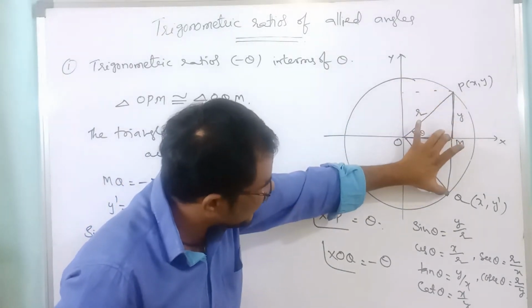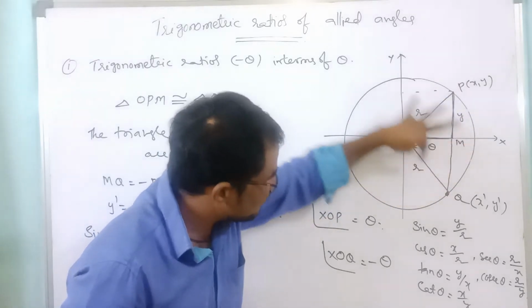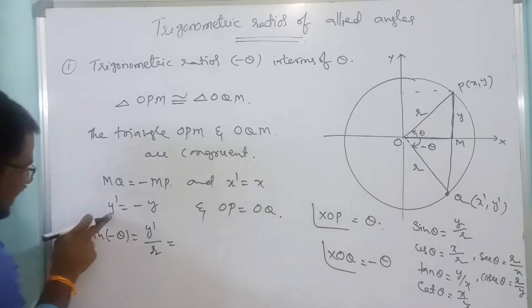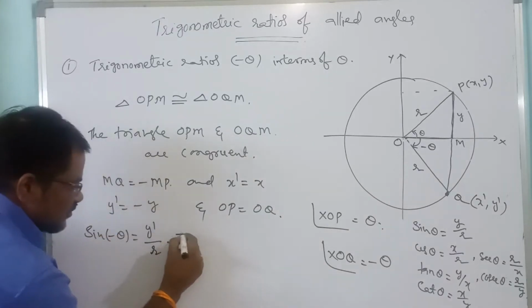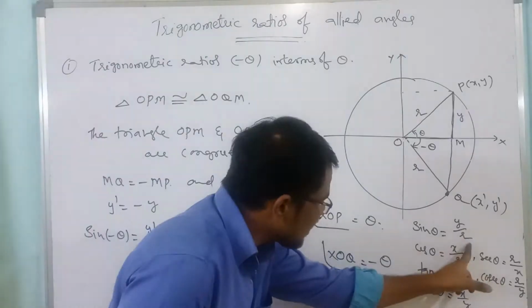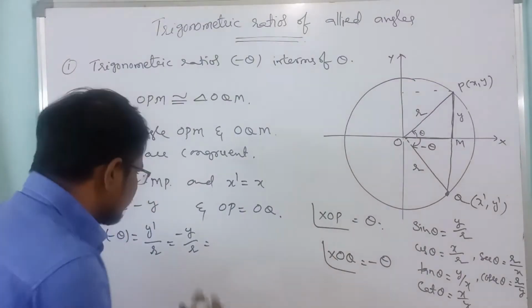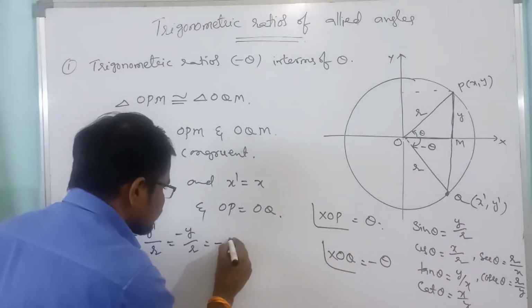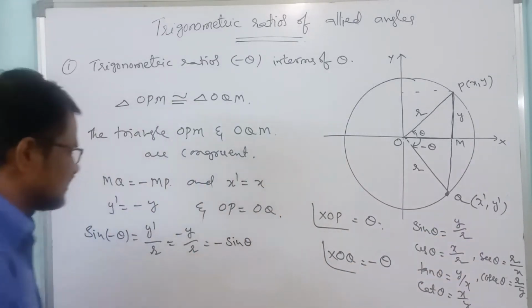Opposite side Y dash by hypotenuse. This is Y dash by R. But Y dash is equal to minus Y, so minus Y by R. But Y by R is nothing but sin theta. You can replace Y by R with sin theta. So sin of minus theta is minus sin theta, right?